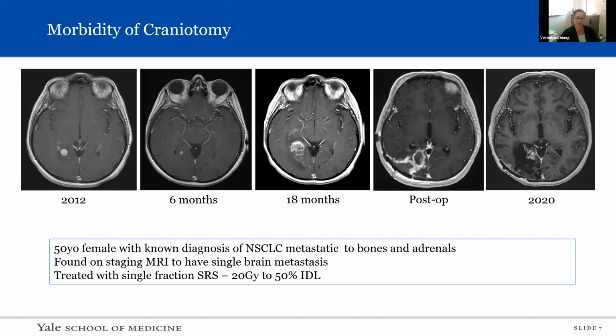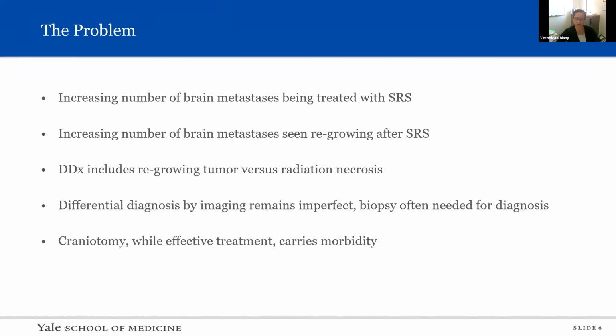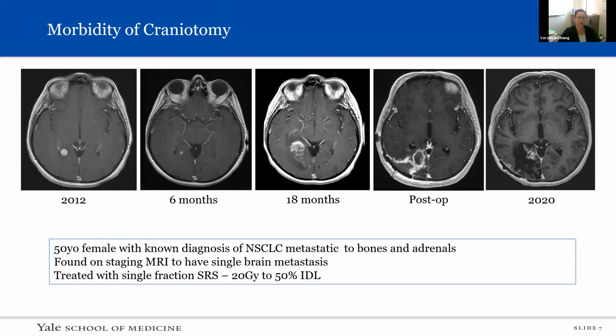So this is a 50-year-old lady, had a single lesion, treated with radiosurgery all the way back on the left. Six months later, had a nice response. At 18 months, unfortunately, it regrew. There's a question of whether or not we made the diagnosis wrong also, and so did a craniotomy to remove it. What you can see is she had a stroke adjacent to it, which left her with homonymous hemianopsia.